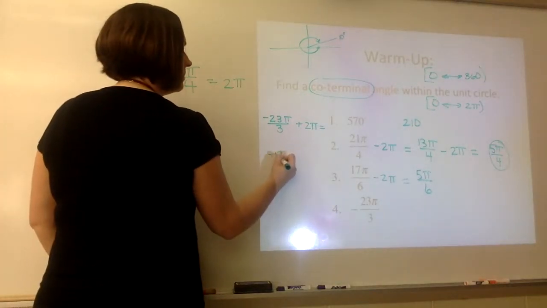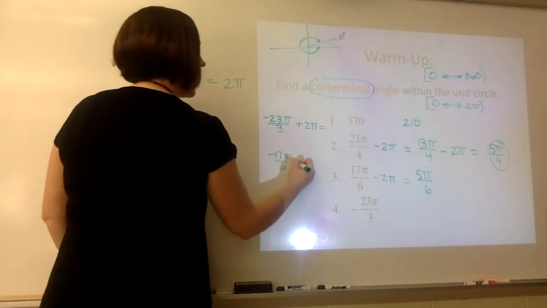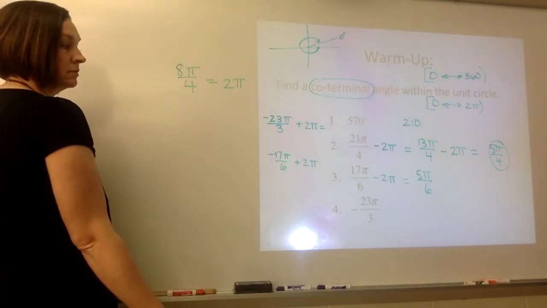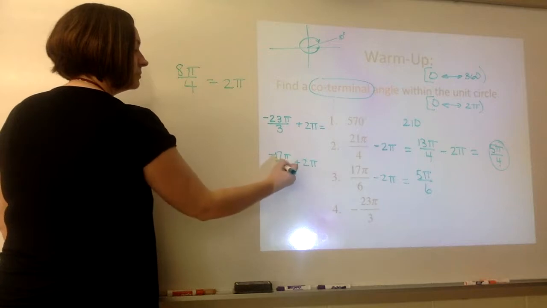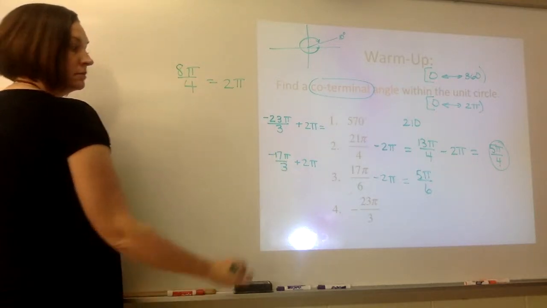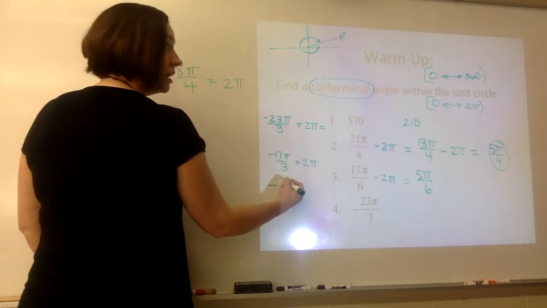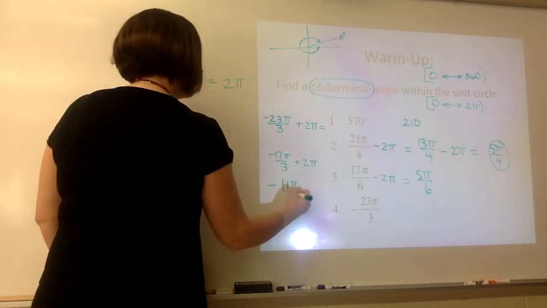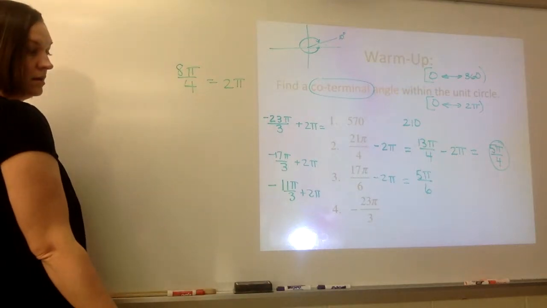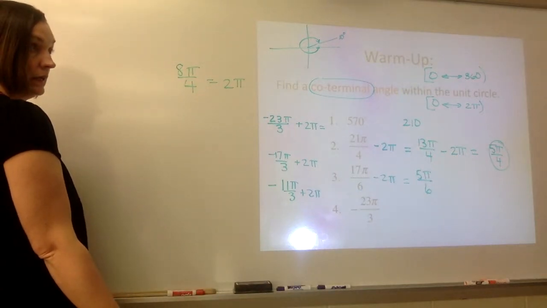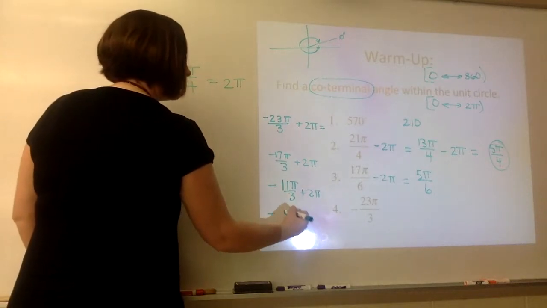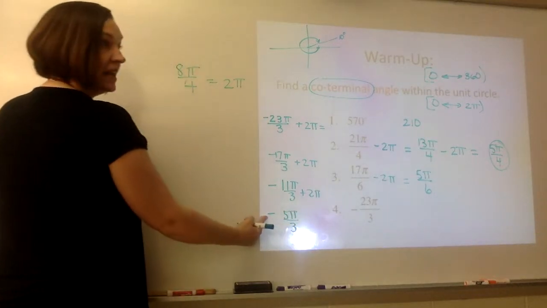Negative 17 pi over 3. Add another 2 pi. Negative 11 pi over 3. Still not there yet. Add another 2 pi. Negative 5 pi over 3. We're getting close, but we're still in the negatives.